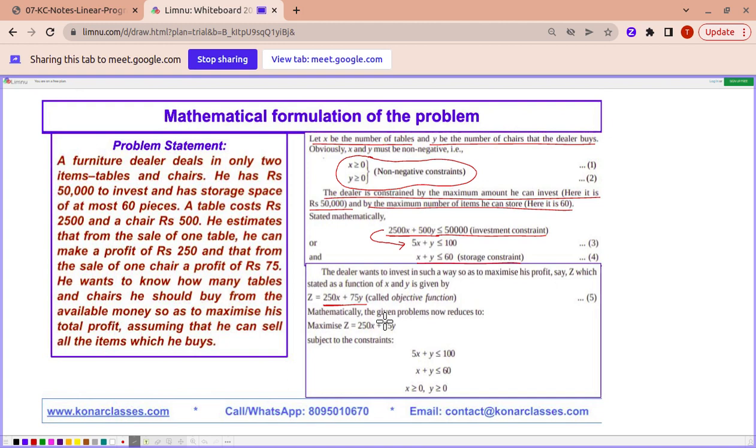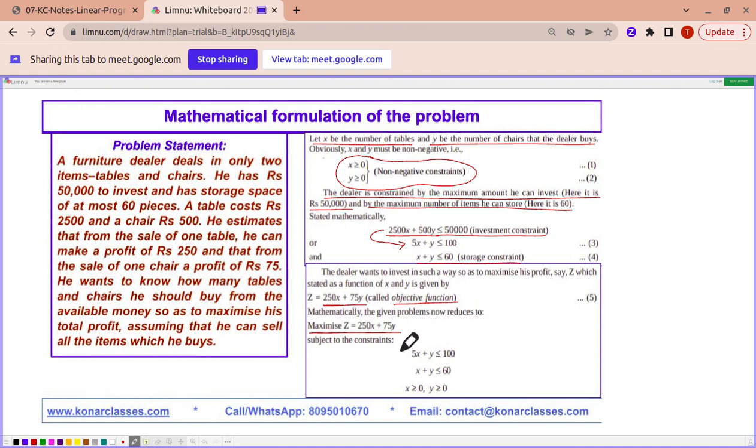So, our target will be to find the values of x and y in such a manner that 250x plus 75y is maximum, and that is our objective. That is why it is called the objective function. So, what is our target? Our target is to maximize z. Z is the objective function. Maximize z, which is nothing but 250x plus 75y, subject to the three constraints.